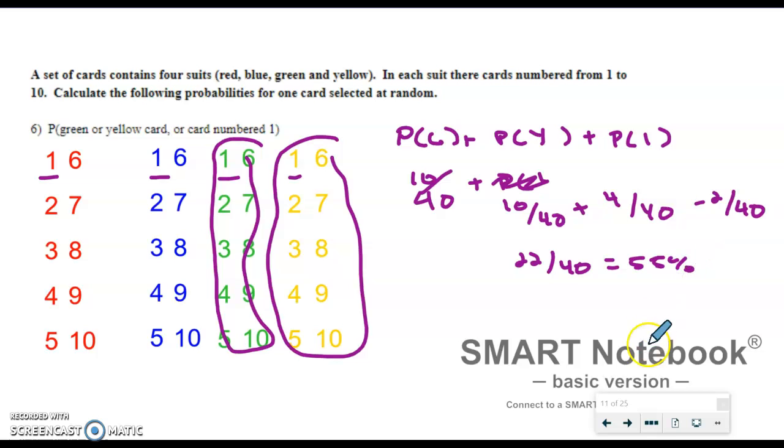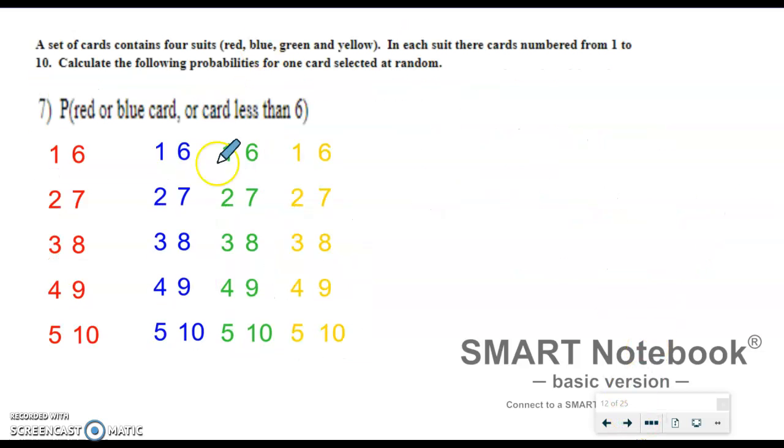Now, I have a couple others for you to try. I'm going to ask you to try this one and this next one. And then I have one more Ed puzzle for you to try to do today.